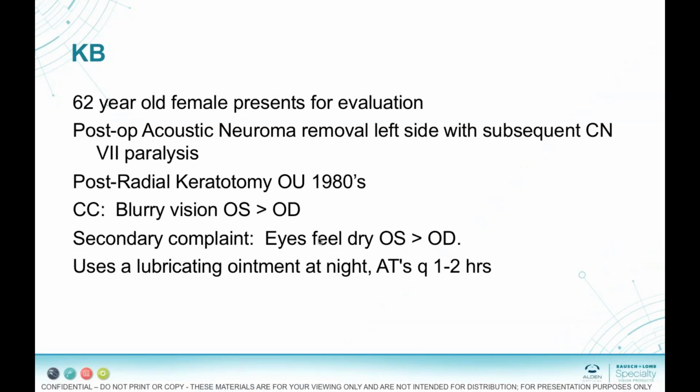The first patient I'll talk about was a 62-year-old female who presented for an evaluation. She's post-operative acoustic neuroma removal on the left side with subsequent cranial nerve 7 paralysis. So again, we talk about someone with a nerve paralysis with exposure due to an incomplete blink and also some lack of innervation, creating a neurotrophic condition here. In addition to that, she has had radial keratotomy in both eyes back in the 1980s, creating some irregular corneal surface, irregular astigmatism, and an oblate-shaped eye.